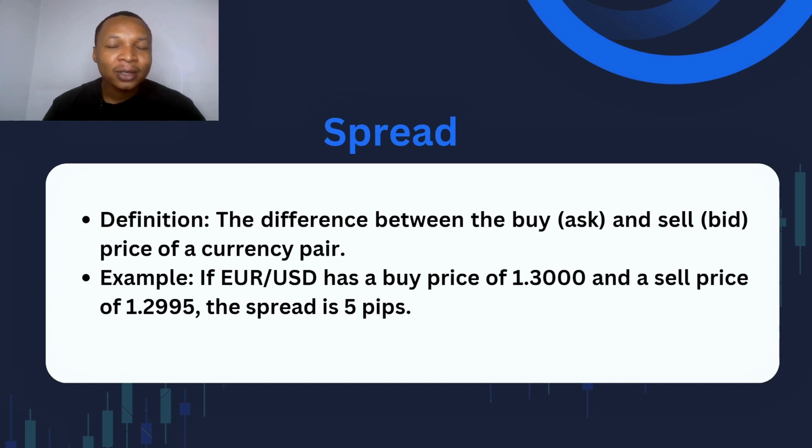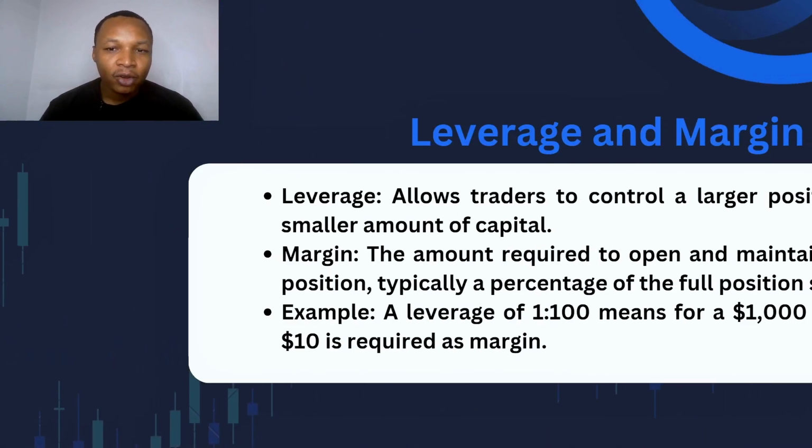For some brokers, they can offer you what we call a no spread account, okay, where the buy price and the sell price is the same. But for some other brokers, they're going to offer you an account that has a spread on it, where there's a difference between the buy price and the sell price. I hope that is clear. So that is what spread means, right?